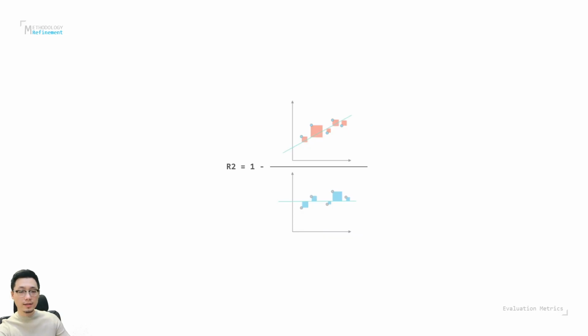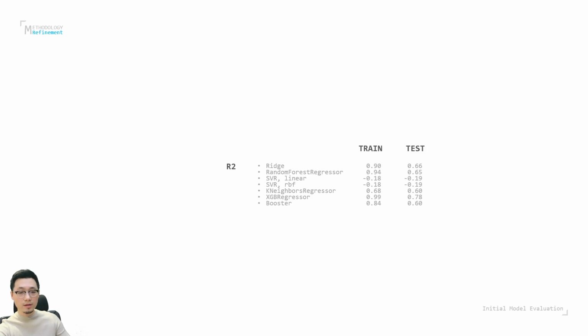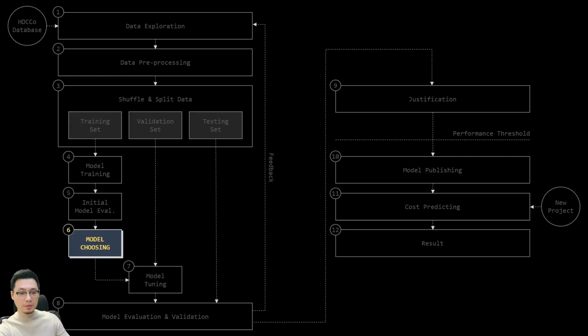R2 score is the most common metric for performance evaluation. It is represented as 1 minus the ratio of mean squared errors of the machine learning model to the simplest model. Typically speaking, the range of the score is between 0 and 1, and a higher score indicates a better model. The performances of 7 models are evaluated by the metric of R2 score as shown in the table.